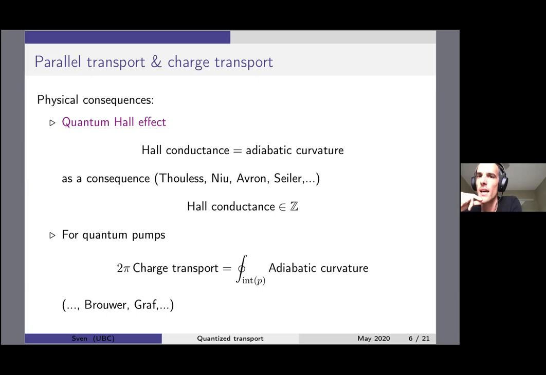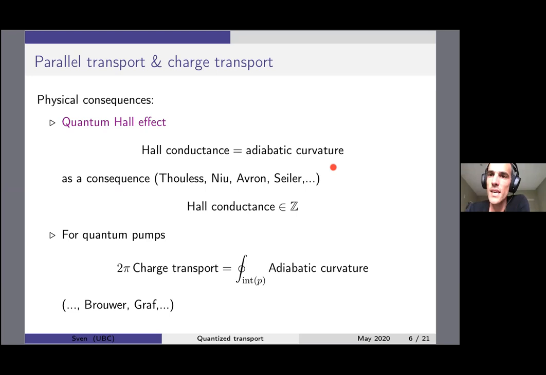And so you can apply that kind of setting to a physically concrete system, which is the quantum Hall effect. It turns out that this geometric picture also has a physical interpretation. I will describe the Hall effect in more detail later, but I can already tell you that a geometric notion, the curvature associated to my fiber bundle, which is called the adiabatic curvature, equals the Hall conductance in the right units.